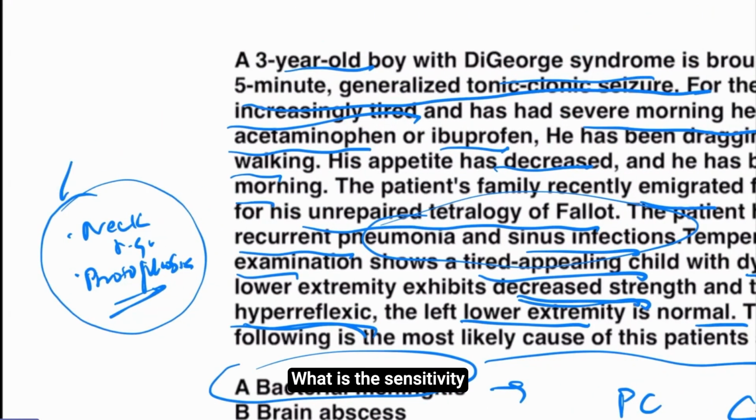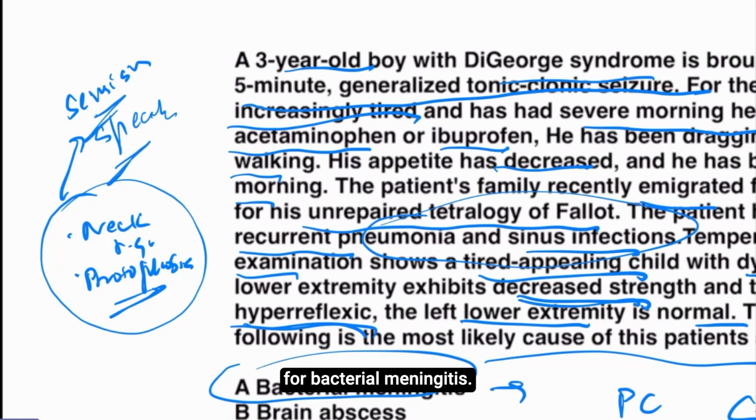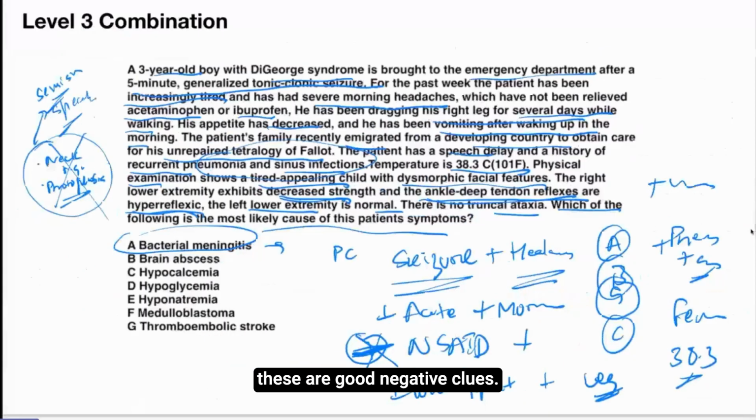What is the sensitivity and specificity of different symptoms for bacterial meningitis? Does everyone who has bacterial meningitis have photophobia? Does everyone who has bacterial meningitis have nuchal rigidity? So the answer is no. But this is what I'm trying to tell you, you need to think through this, because if you were to just look at no photophobia, you would have gotten this wrong, because you would have said these are good negative clues. A is out. It is not the answer though, but still that's the wrong negative clue to be looking for, because these are rare negative clues. So rare symptoms.